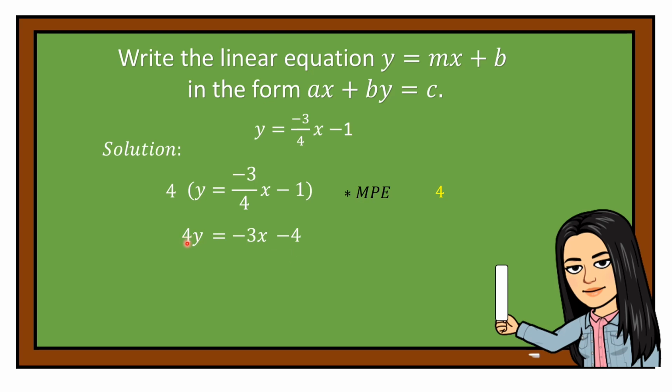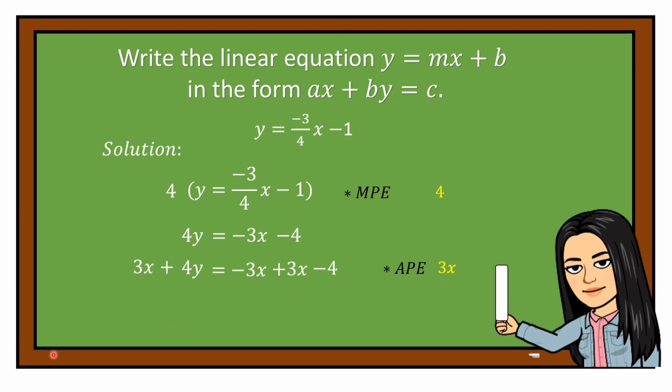So, as you can see, ang nasa unahan pa rin natin ay variable y. Kailangan natin ilipat o kailangan natin magkaroon ng variable x dito sa unahan ng ating y. So, use again the addition property of equality and get the additive inverse of negative 3x. The additive inverse is 3x. So, add natin yung positive 3x sa both sides of our equation. That would become 3x plus 4y equals negative 3x plus 3x minus 4.